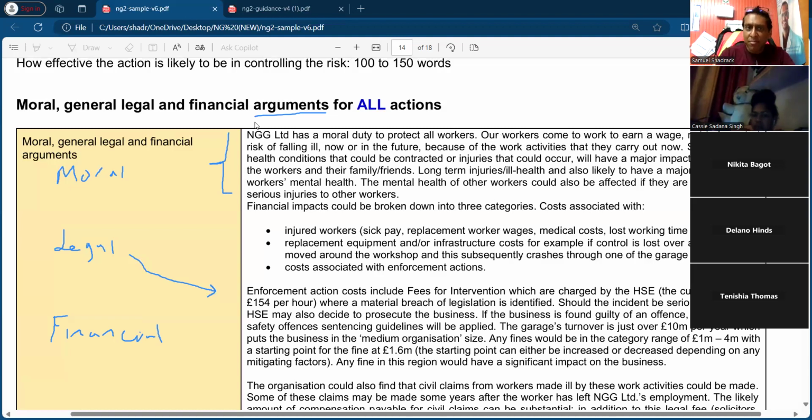Some things that NEBOSH look for, just in case you want to take a note of it: they look for the responsibility being a moral duty of care, the right thing to do. They also look, for the marks, to see if you have mentioned family and friends. I just put that in here because this is what they look for: family and friends.